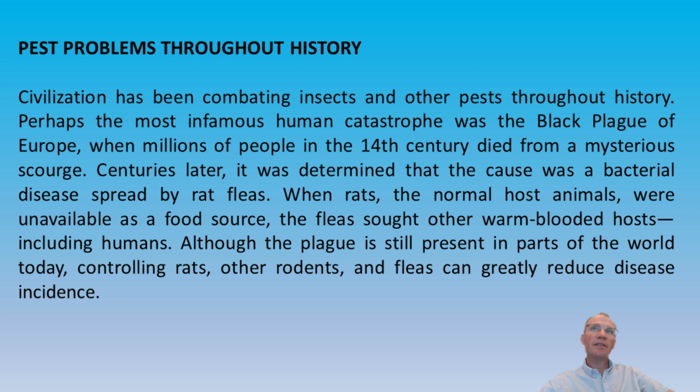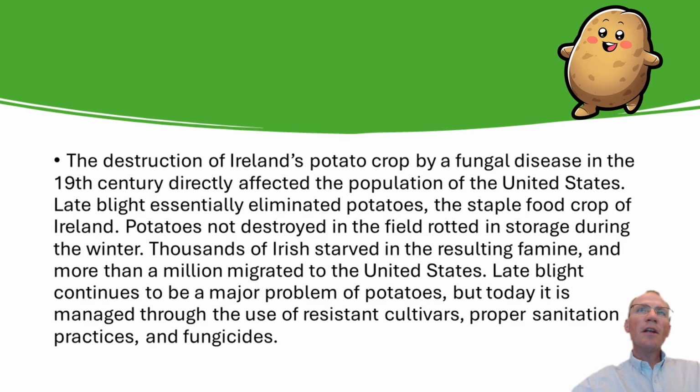Although the plague is still present in parts of the world today, controlling rats, other rodents, and fleas can greatly reduce disease incidence. The destruction of Ireland's potato crop by a fungal disease in the 19th century directly affected the population of the United States. Late blight essentially eliminated potatoes, the staple food crop of Ireland. Potatoes not destroyed in the field rotted in storage during the winter. Thousands of Irish starved in the resulting famine, and more than 1 million migrated to the United States.